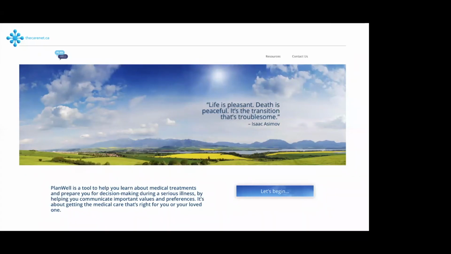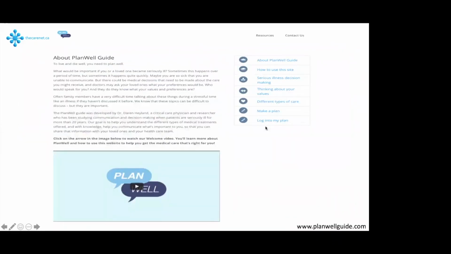Let me close by just walking through quickly PlanWell. Maybe you've already looked at it. We have a landing page that then gets into the meat, where we have various tabs that explain about the website. And then the money really is in these tabs related to explaining serious illness, going through that values clarification process, and then the decision aid around the different types of care.